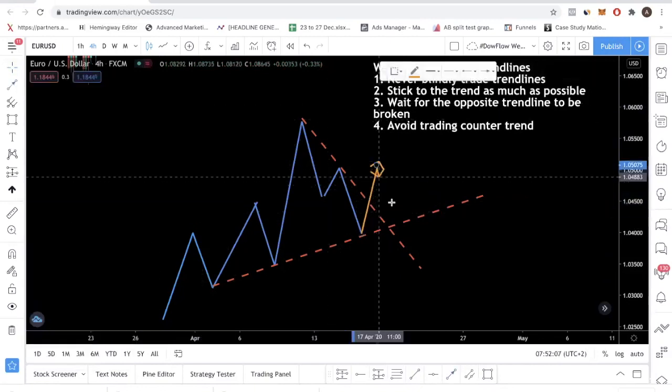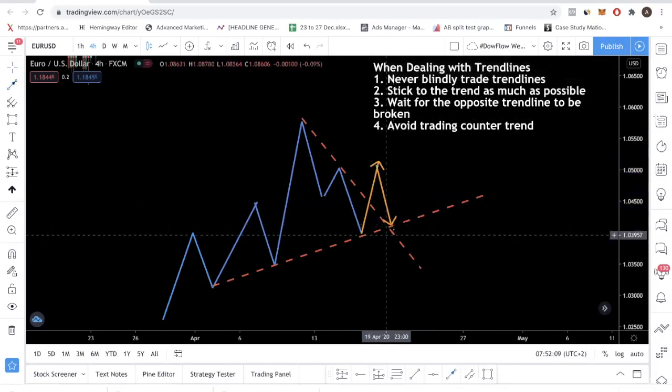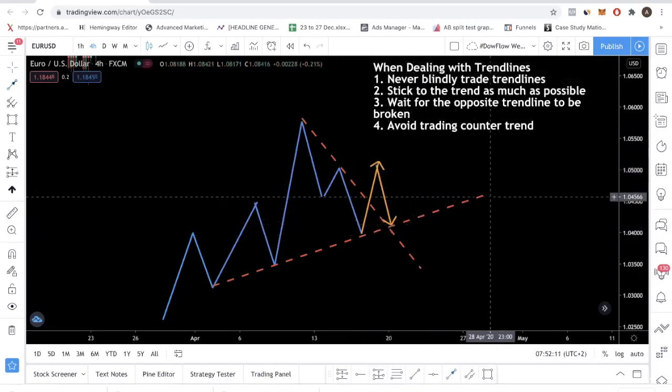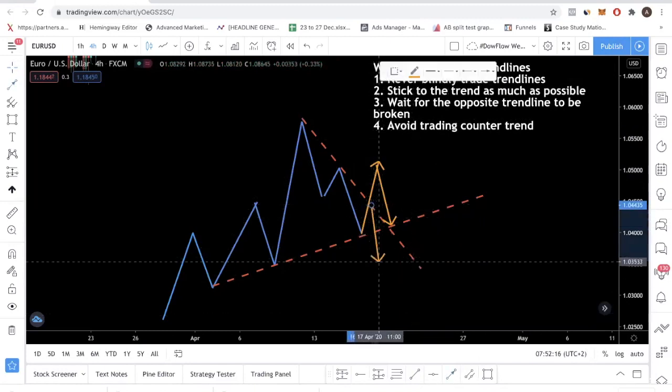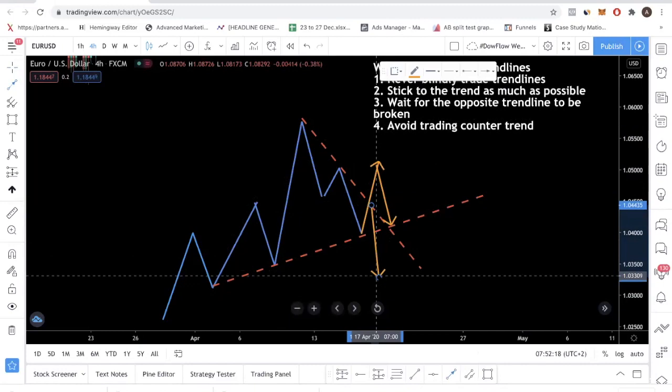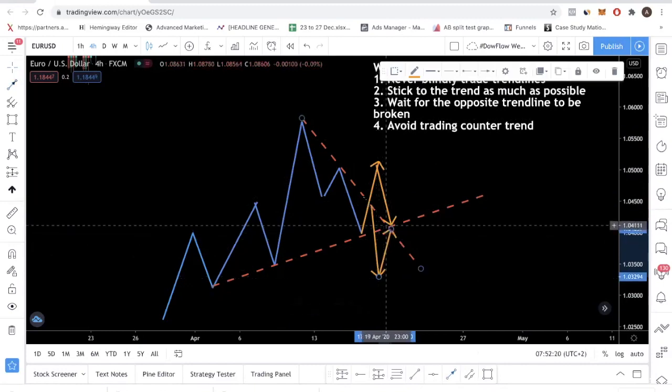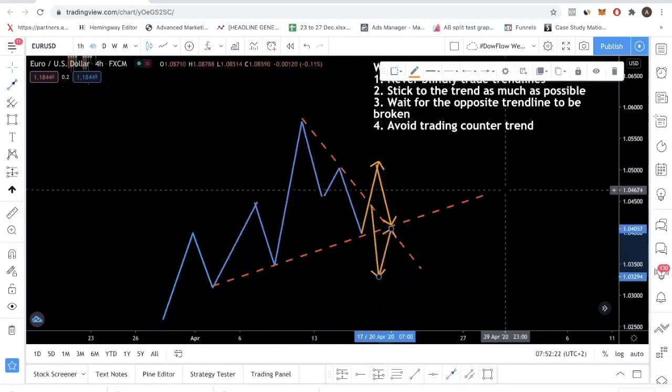Downwards and just very nicely retrace towards the confluence between the ascending trend line and descending trend line. If the opposite happens and price breaks down, then you want to wait for the retracements up, okay, and find the confluence between the descending trend line and the ascending trend line.